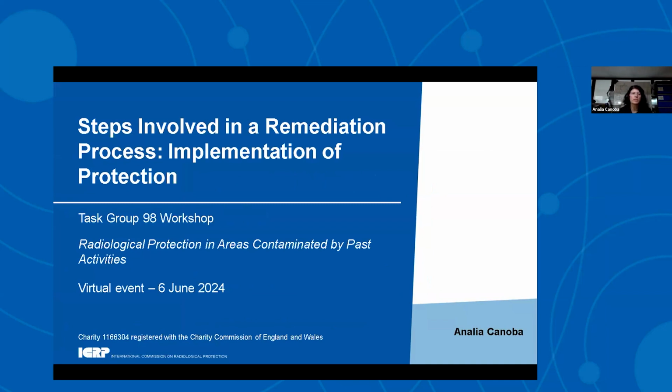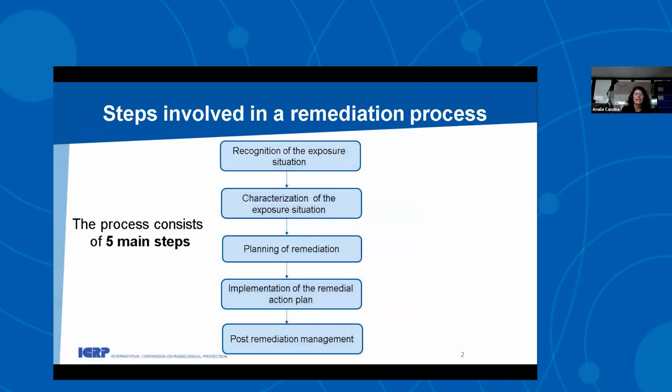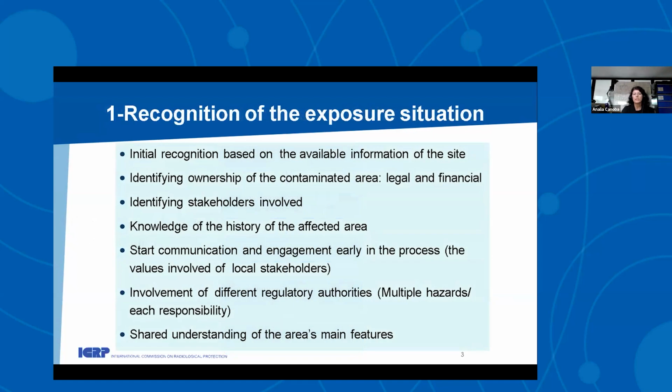I'm going to describe the steps involved in the remediation process for the implementation of protection. The idea is to describe how the principles of protection and the tools, how the system is implemented through the 5 main steps that are identified. These are first, the recognition of the exposure situation. After that, the characterization of this situation. Then the planning of the remediation step, the implementation of the remediation action plan, and finally, the post-remediation management. I'm going to try to describe the characteristics of each step.